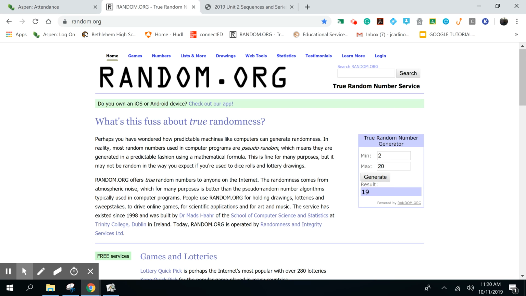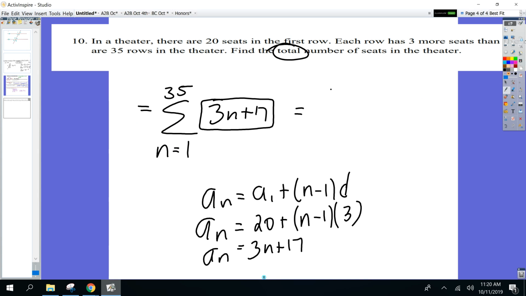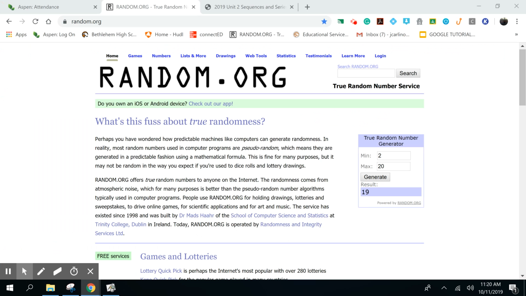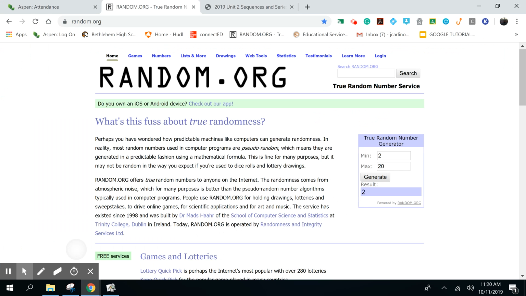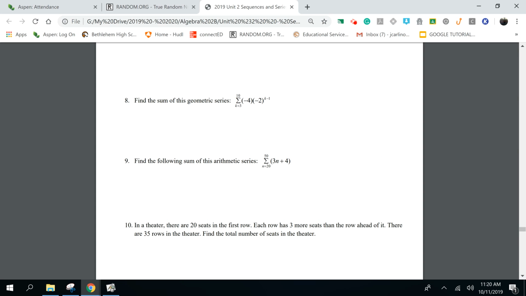$19. Yep. How many? When you're ready, Rachel. When you're ready. 2,485 seats. There you go. Anything from you guys? Going. All right, next one. What do you got for me, 2? 7. Okay.